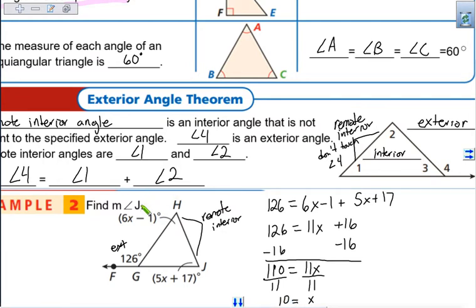Now that wasn't what we were looking for. We're looking for angle J. That means we need to substitute. And angle J was 5x plus 17. We need to substitute in for x. 5 times 10 plus 17. 5 times 10 is 50, plus 17 is 67 degrees.